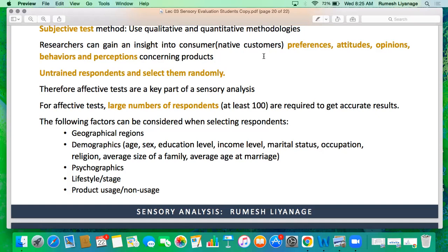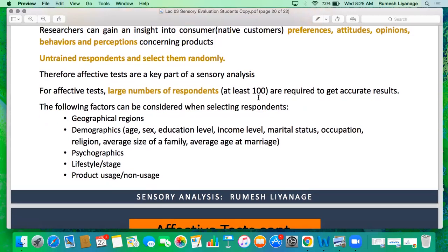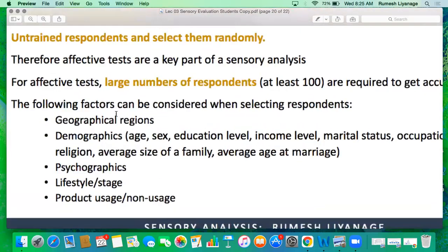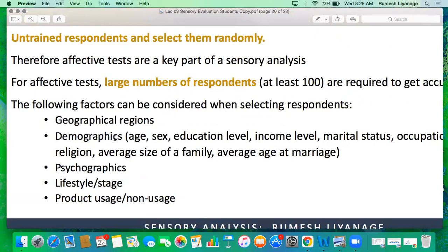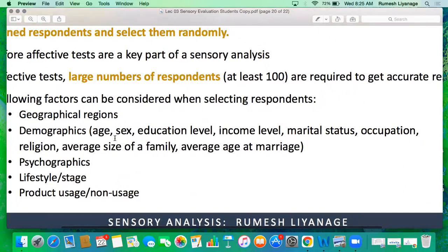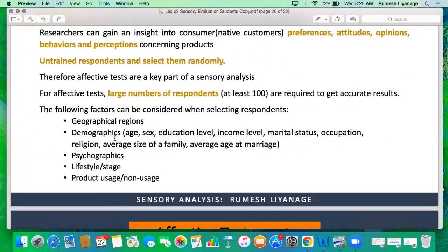Then we select a random sample. And before that, geographical regions, demographics meaning age, whether they are male or female, and education level, like these things, and psychographics, lifestyle, product usage, like all these factors should be considered.